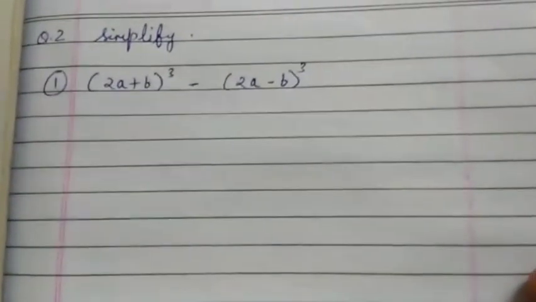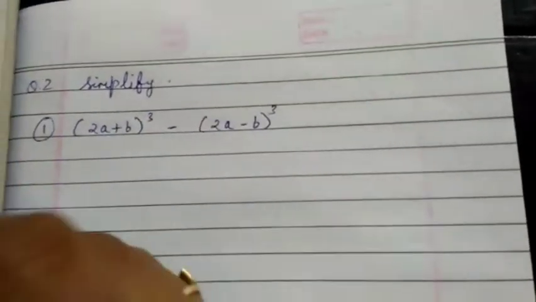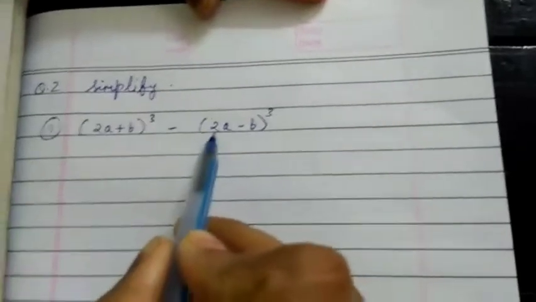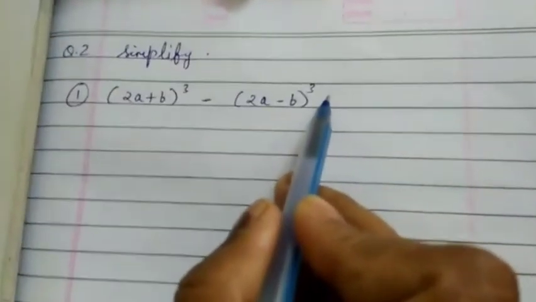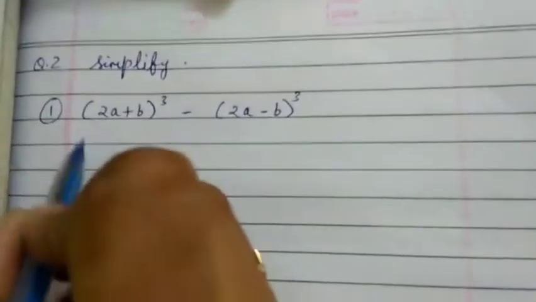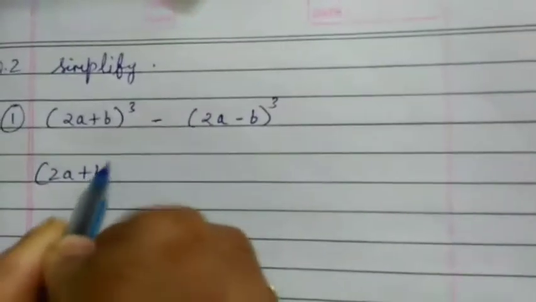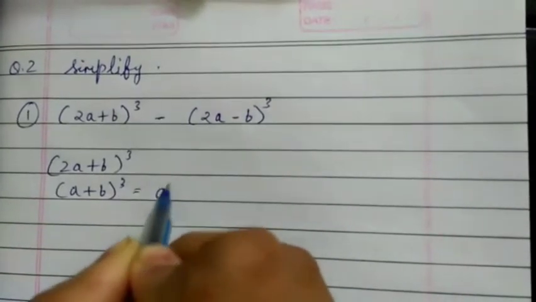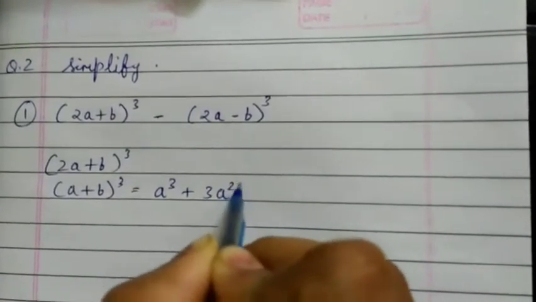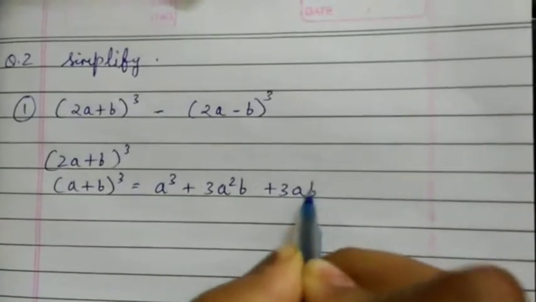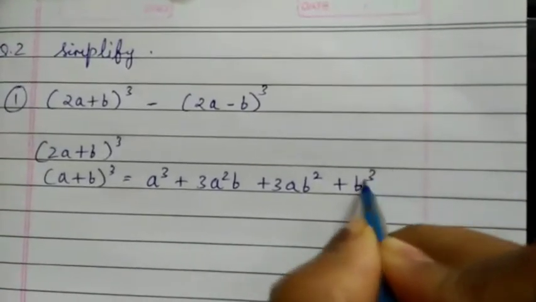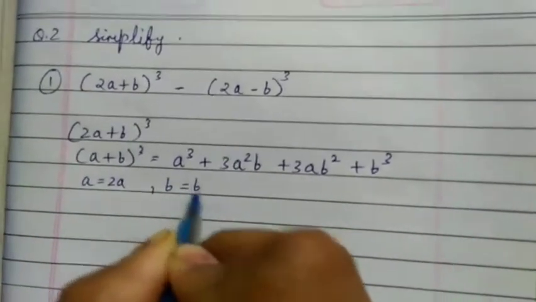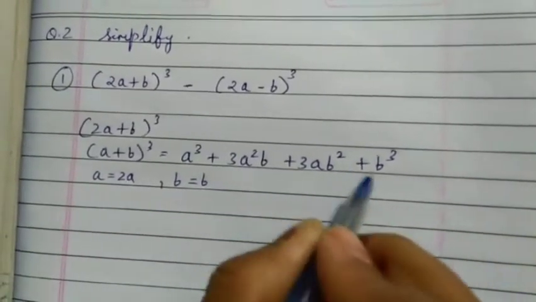Now we are going to solve question number 2, simplify, of practice 5.3. So our first problem is 2a plus b whole cube minus 2a minus b whole cube. Okay, so we will break and solve. So take 2a plus b whole cube. You know the formula, a plus b whole cube is equals to a cube plus 3a square b plus 3ab square plus b cube. Compare the values. A is equals to 2a and b is equals to b only. So at b's place we will write b only.